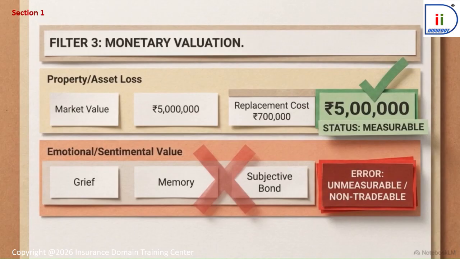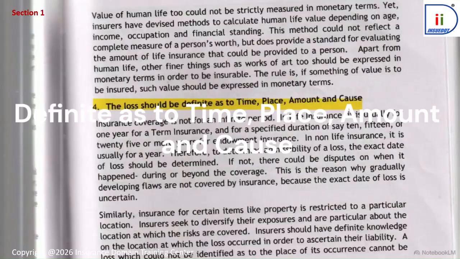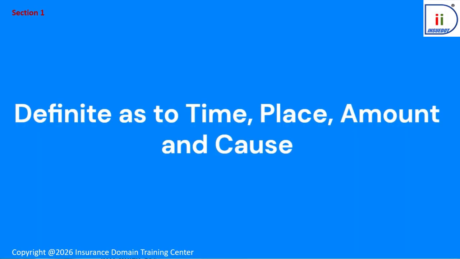Filter 4 requires a definite loss. Insurers need clear proof of the exact date, place, amount, and cause of the loss. A verified car accident passes this test, but a mysterious disappearance without evidence does not.